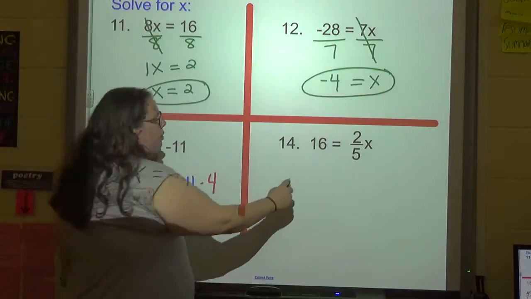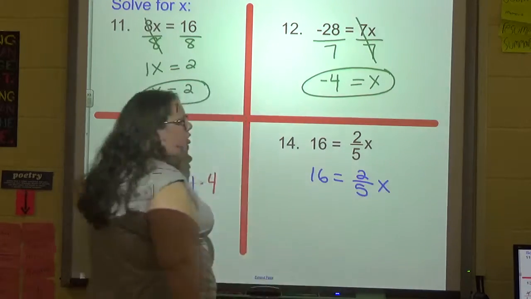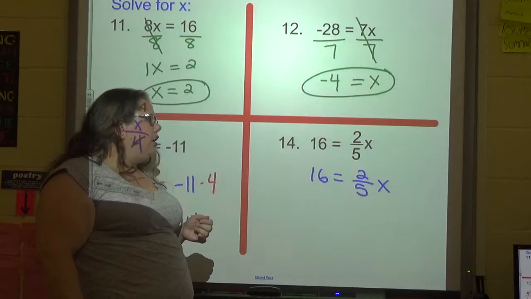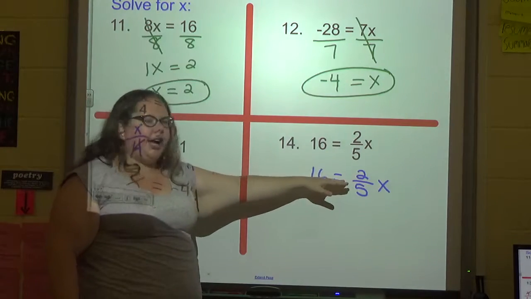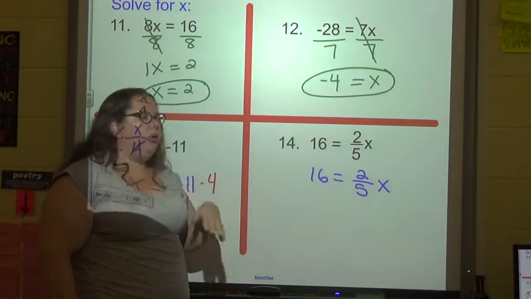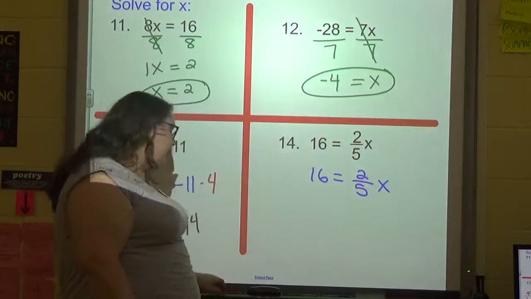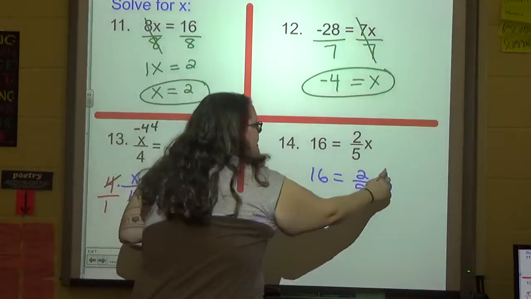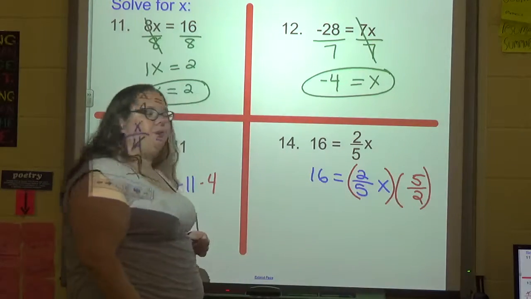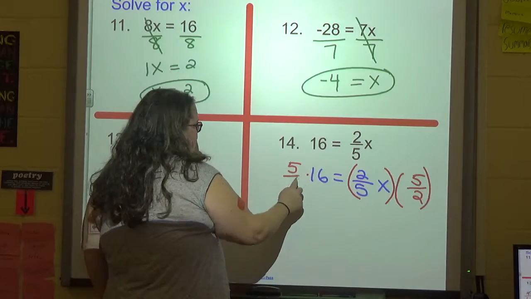So just like before, we have this weird fractional coefficient. This one's a little odd because it's a fraction. There's a bunch of ways to do this. I'm going to go over multiplying by the reciprocal. Whenever you want to get rid of a fraction, the easiest way to do it is to multiply by its reciprocal. So we're going to multiply by 5 over 2. Remember, the reciprocal is when you take your fraction and you flip it. So times 5 over 2.